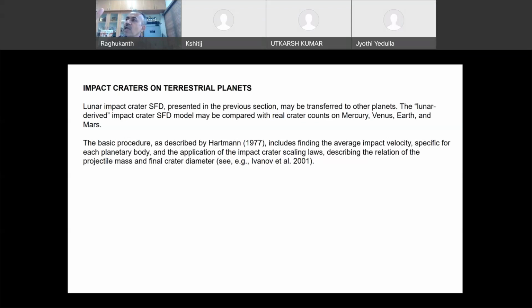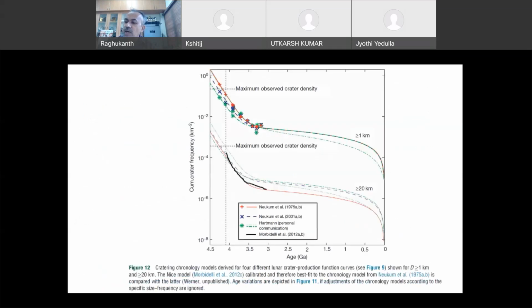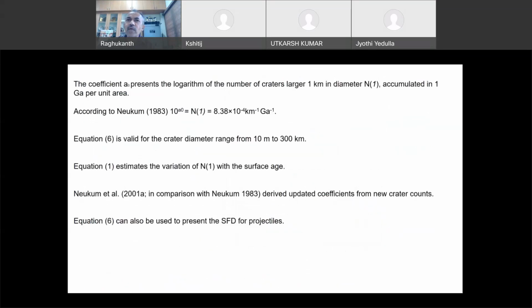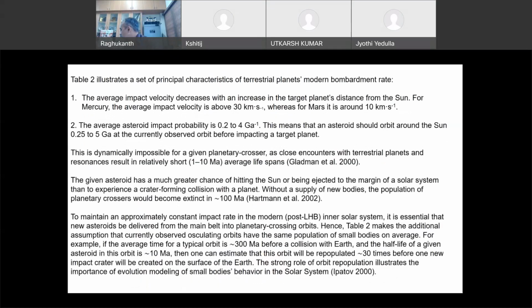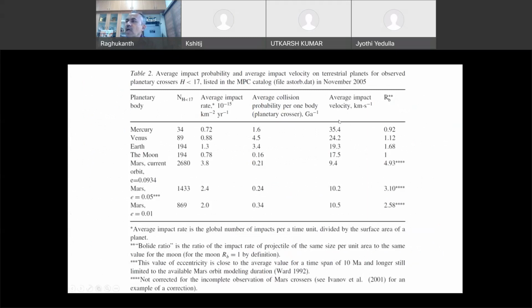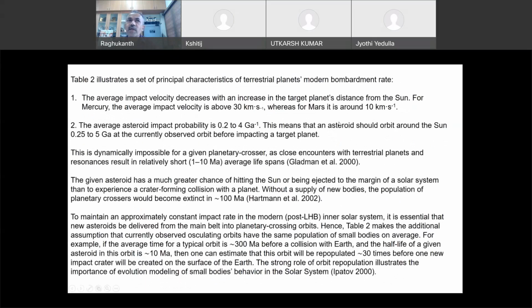So using the scaling law, this graph, whatever I showed you for the Moon, can easily be translated to other planets itself. Okay, so people have done that also. This graph, I already showed you the impact probability and others previously. In the previous class I showed you that as we are very close to the Sun, the impact velocities will be extremely high itself. That's a very important thing.